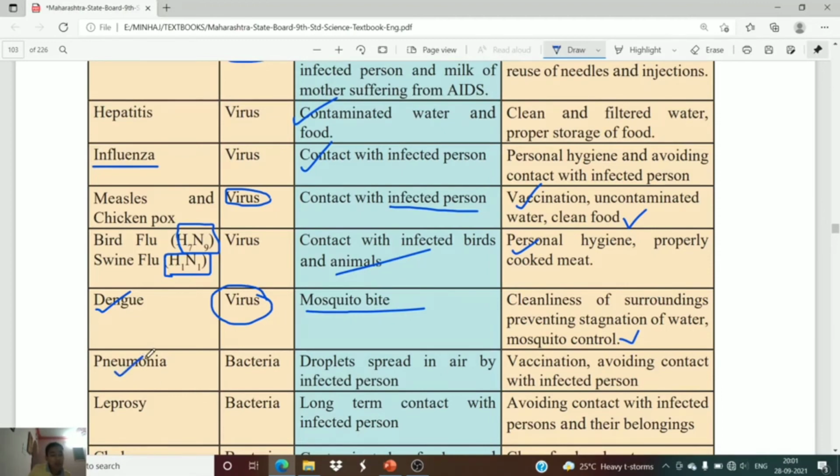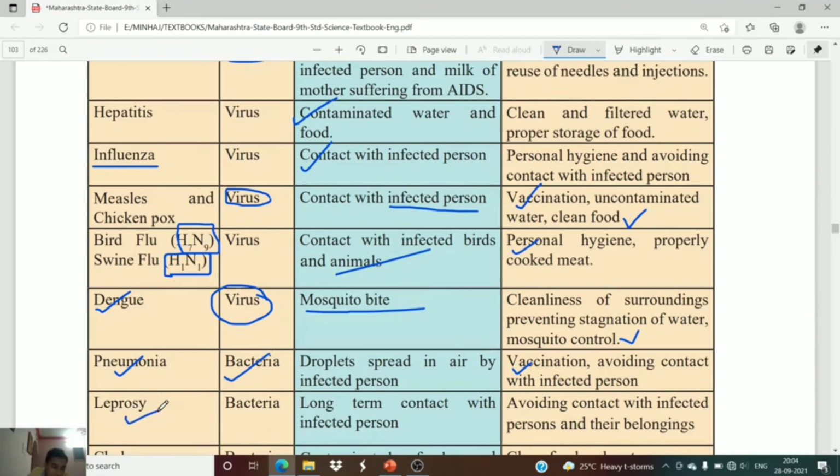Then next is pneumonia. It is also caused by a bacteria. The mode of infection is droplets spread in air by an infected person. If the infected person suffering from pneumonia spits on the road or anywhere else, the bacteria of this disease will be transmitted to a healthy person. The preventive measures are vaccination and avoiding contact with the infected person. These are some preventive measures to be safe from pneumonia.